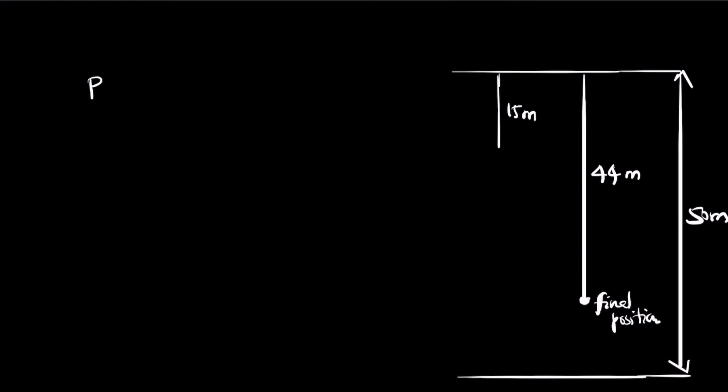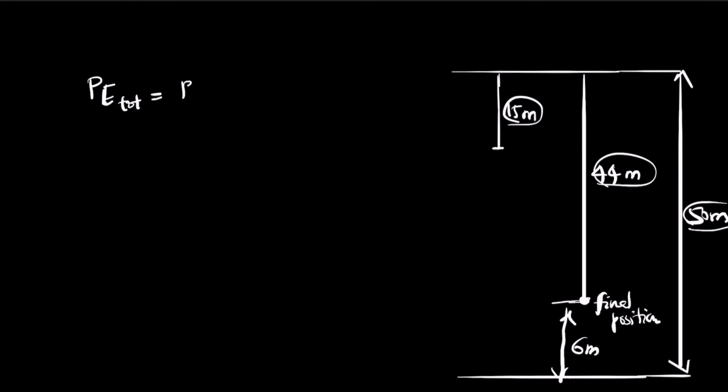Now remember that the total potential energy here has two potential energies. From the surface of the earth he is at a height of, notice that this is 50, this is 44, so this distance becomes 6 meters. So he's at a height of 6 meters, and because he has taken a length of 15 meters and stretched it over 44 meters, he also has elastic energy. So he has gravitational energy plus elastic energy. Gravitational energy is mgh and elastic energy is half kx squared.